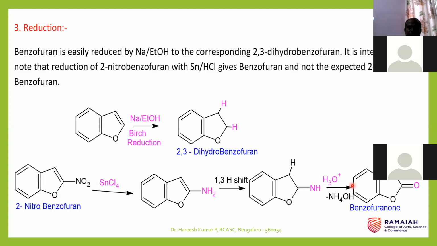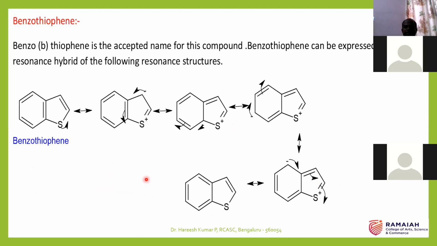With this, I will go to the next slide. Maybe you can also try to write the mechanism for the conversion of nitro group to amino group using tin in HCl. That also you can try. So with this, I will go to the next slide. Next, that's all about the benzofuran. Now I am taking the benzothiophene.